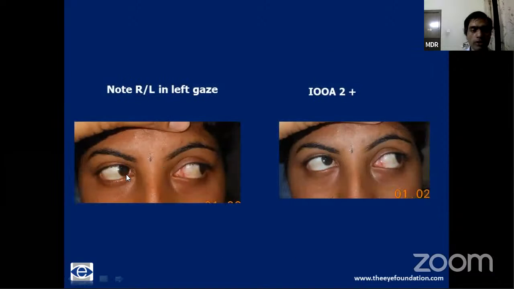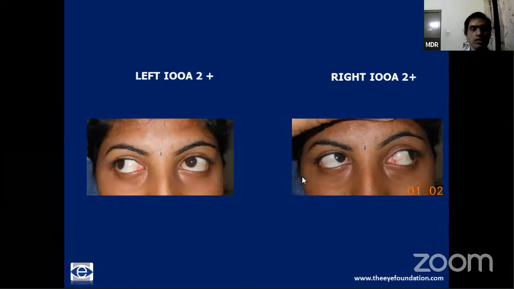So this is very important. Note the R by L in down gaze. This patient, R by L in left gaze. And when the patient goes to levo elevation, you note an inferior oblique overaction of 2+ based on the grading that I have already mentioned. So this patient has a left inferior oblique overaction of 2+ and a right inferior oblique overaction of 2+.